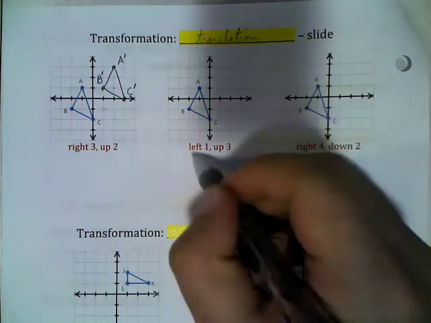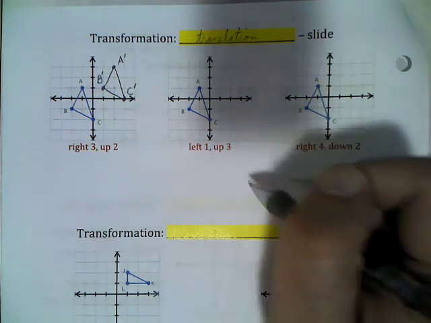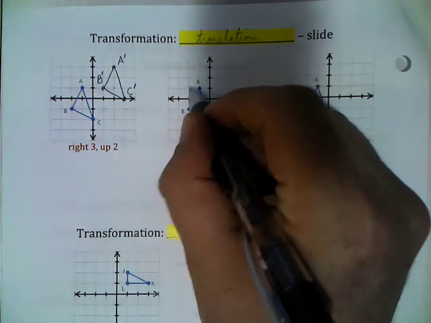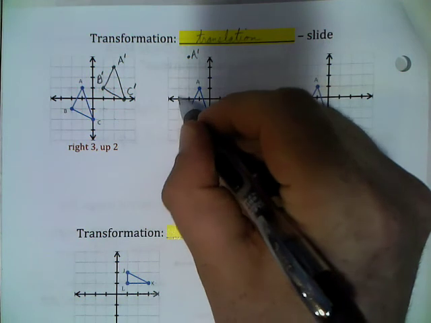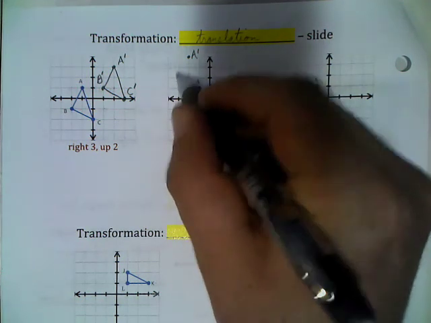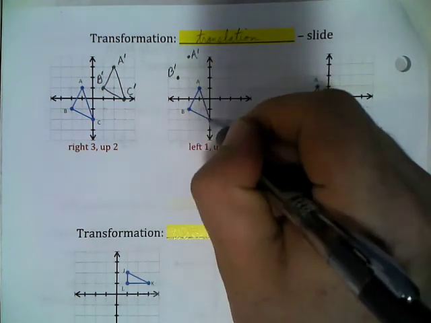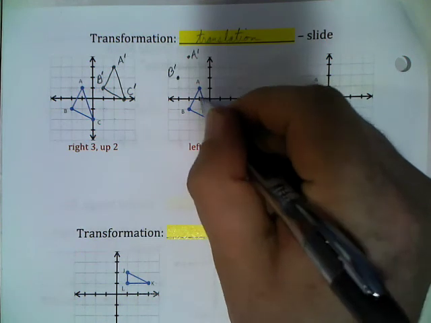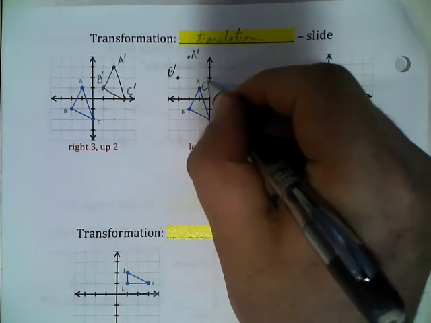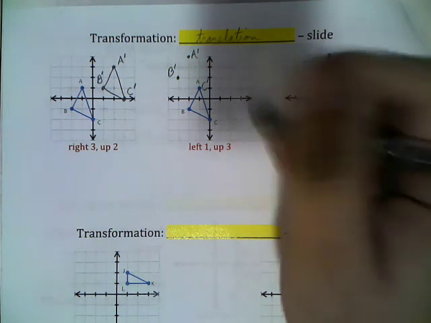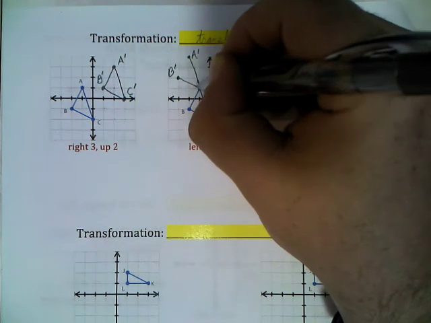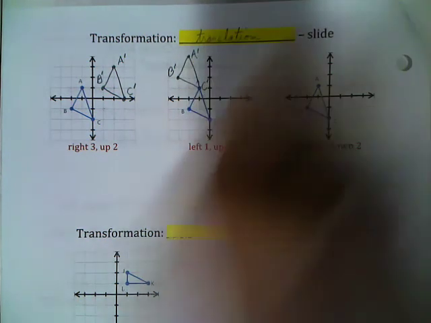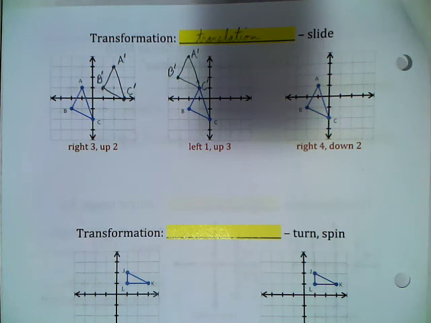If we take a look at a new one now, let's go left 1 and up 3. So left 1, 1, 2, 3 up. So that's my A prime. B, left 1, 1, 2, 3 up. There's my B prime. And C, left 1, 1, 2, 3 up. So it actually turns out that A is my C prime. And once again, it should look like we just slid that over.